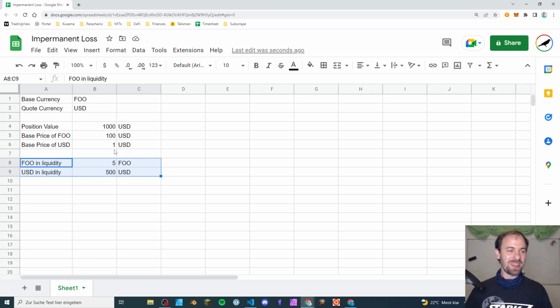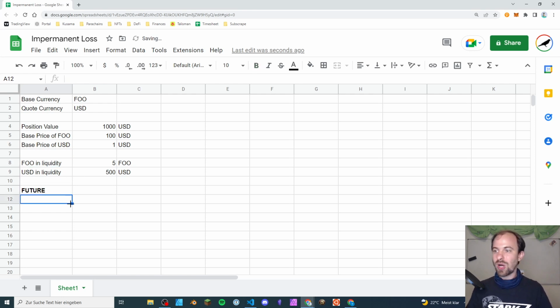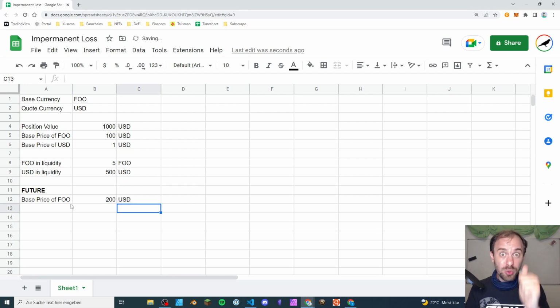Okay, now here comes the tricky question. How do you know the composition of the liquidity pool in the future when the price changed? So let's say we arrive in the future, and let's say this here was the present, and now we're arriving in the future. So how did the prices in the future change? So let's say the base price of foo, and what is it in the future? Let's say it was $200. Yeah, so it doubled in value. One foo is now worth $200. So what is the base price of USD?